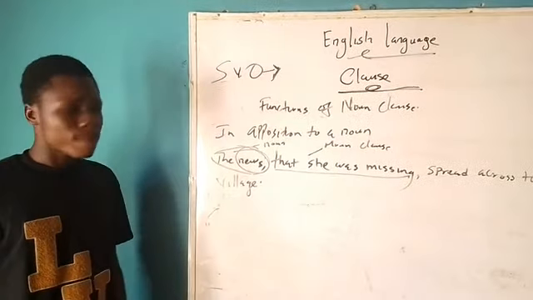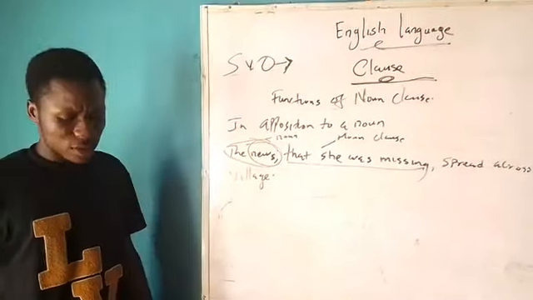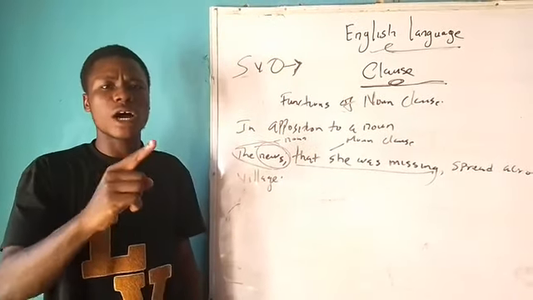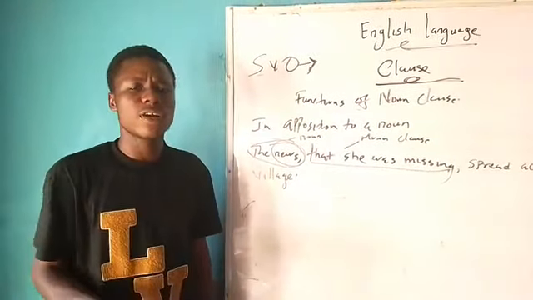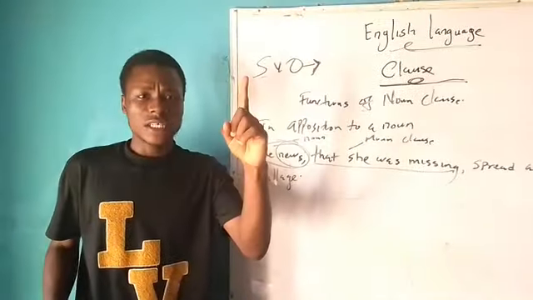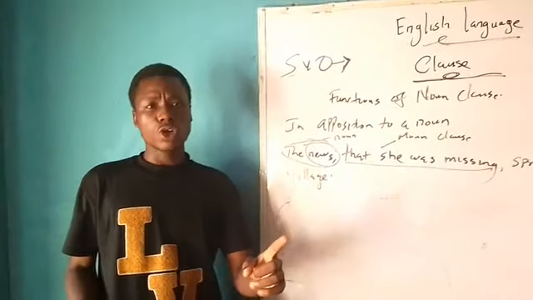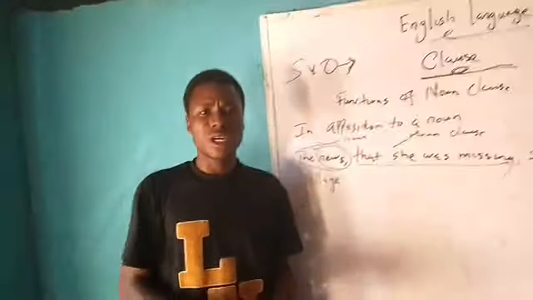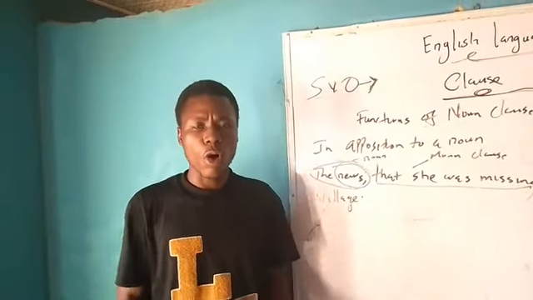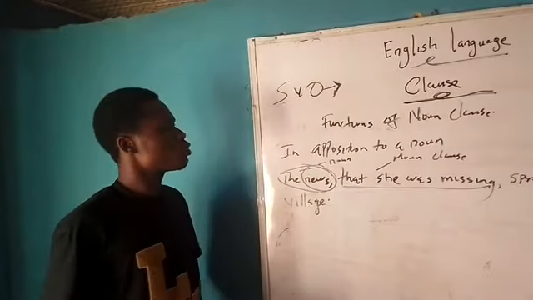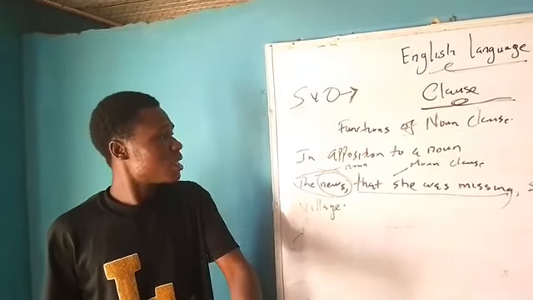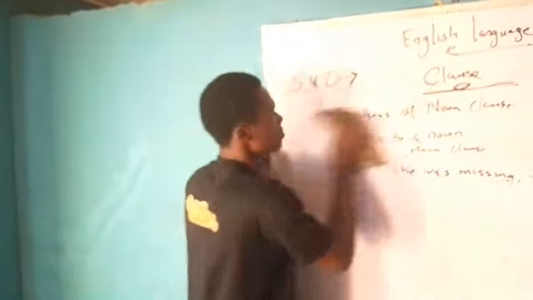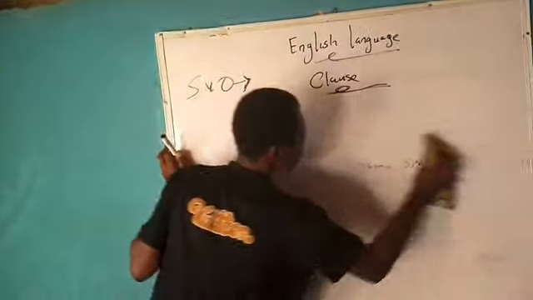Those are the six functions of a noun clause. And don't forget, for you to be able to identify a noun clause wherever you see it, one, it must start with a subordinating conjunction, and that noun clause must act as either the subject, object, or complement. Now let's move on to the next type of subordinate clause, which is relative clause.